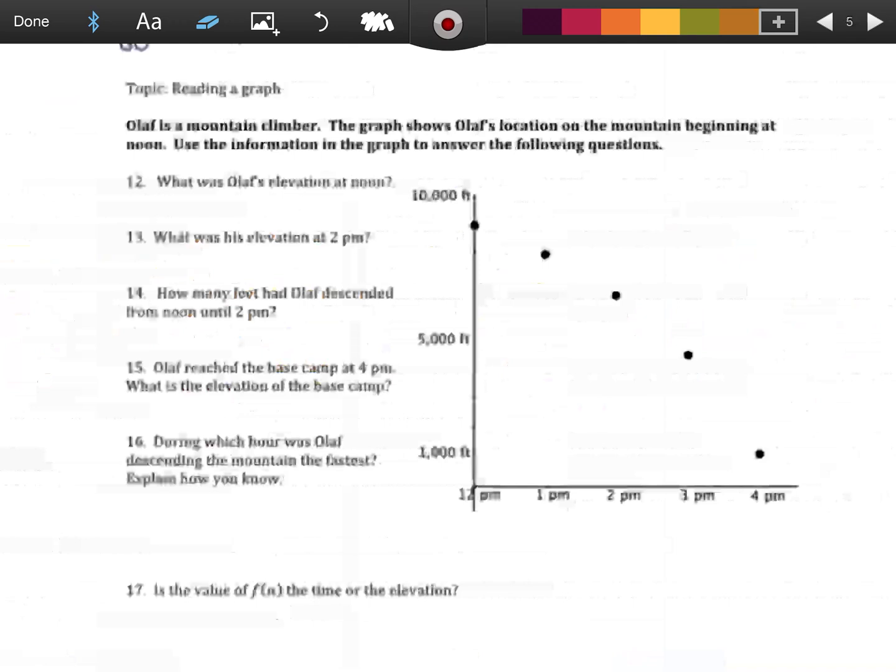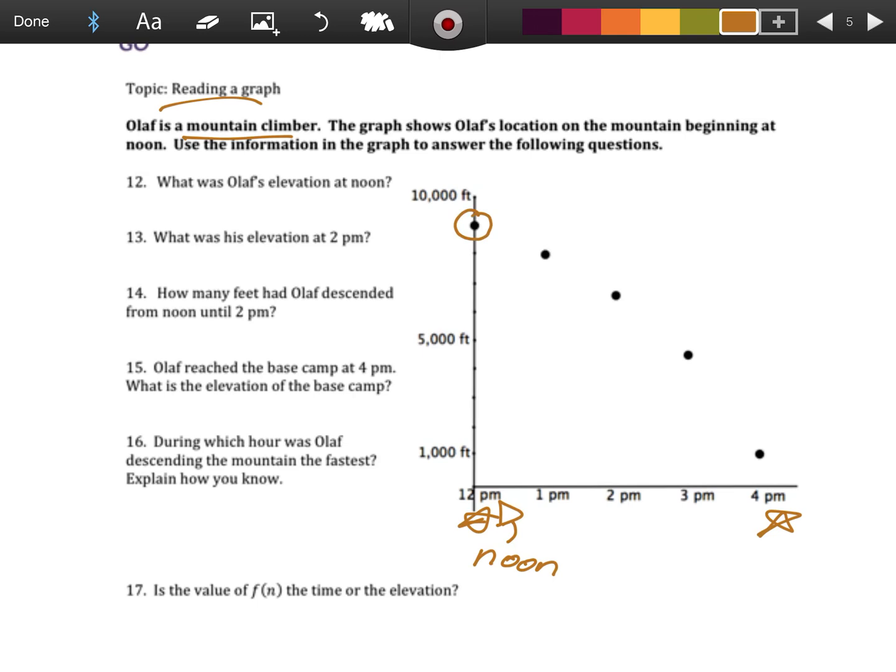Concluding with the graphing and reading this graph here, we have a mountain climber, Olaf, climbing this mountain beginning at noon, ending at 4. What's Olaf's elevation at noon? Well, noon is another way to write 12 p.m. So what's the height of this dot right here?